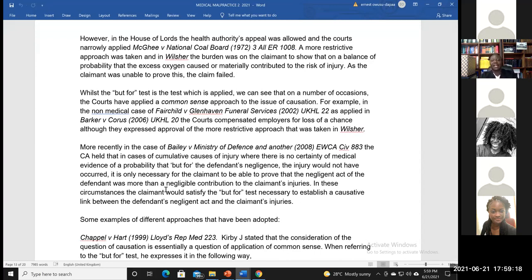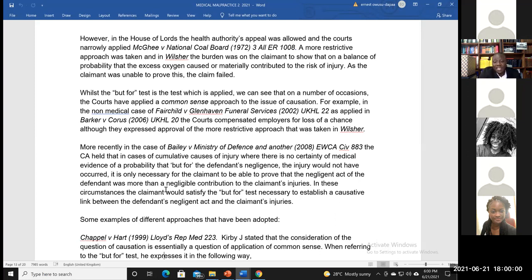And in Bailey against the Ministry of Defence, for example, you notice that the English Court of Appeal held that in cases of cumulative causes of injury, where there is no certainty of medical evidence of a probability that, but for the defendant's negligence, the injury would not have occurred, it is only necessary for the plaintiff to be able to prove that the negligent act of the defendant was more than a negligible contribution to the plaintiff's injuries.